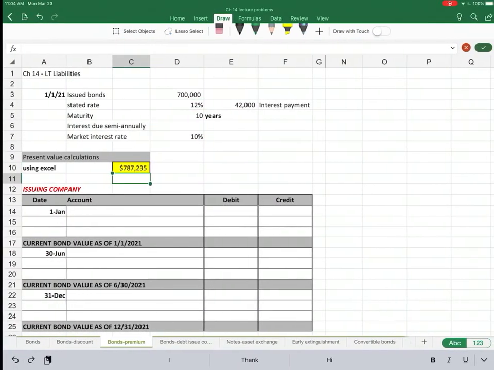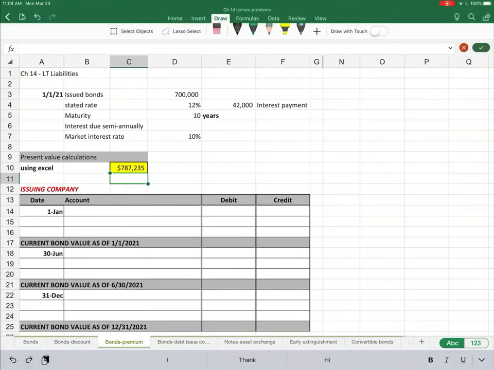And when I do that, I come up with a bond value of $787,235. And again, what we're saying here is that the bond is worth more than its face amount because our bond is offering a higher interest rate than what's going on in the market.